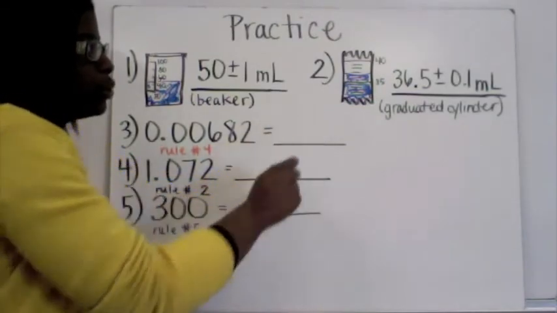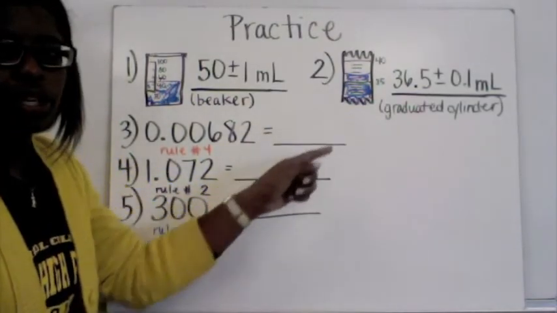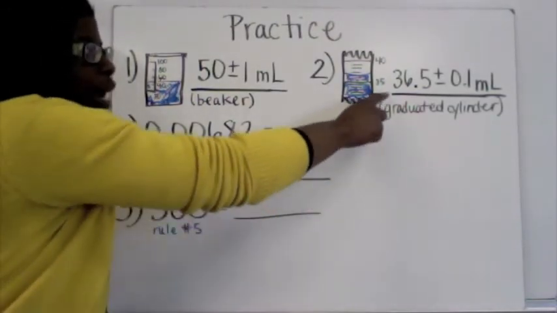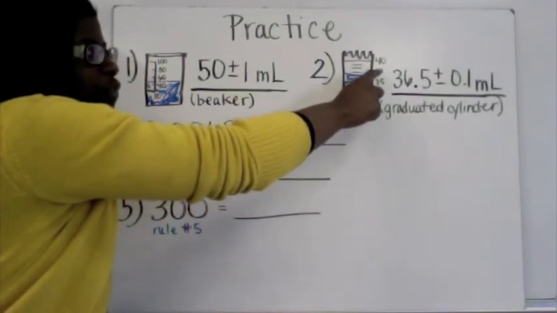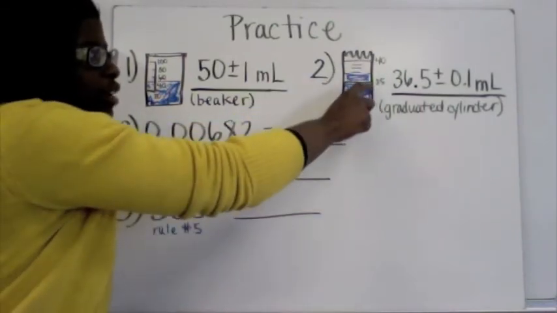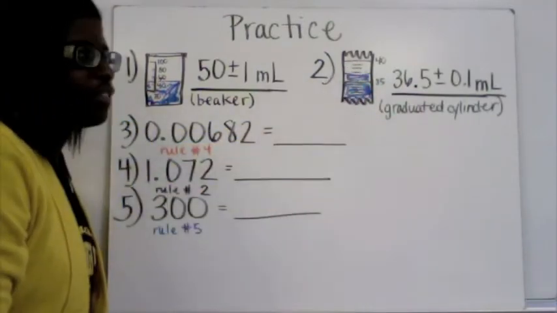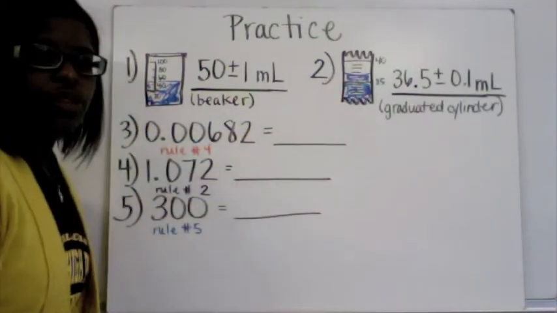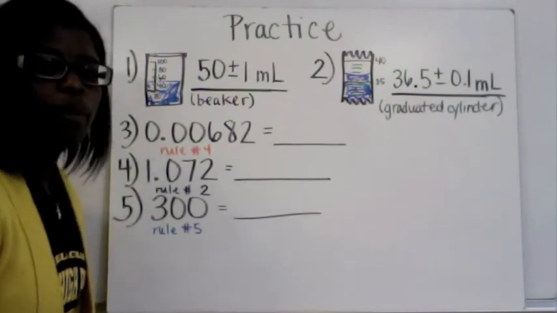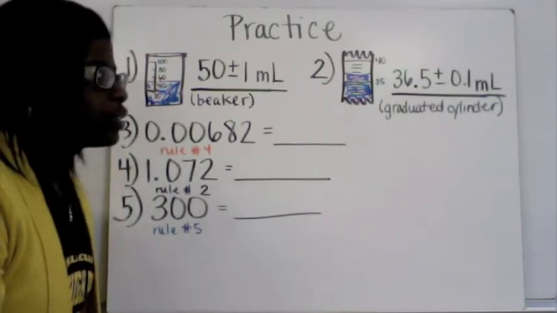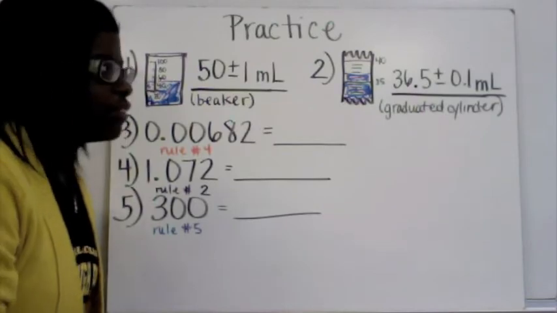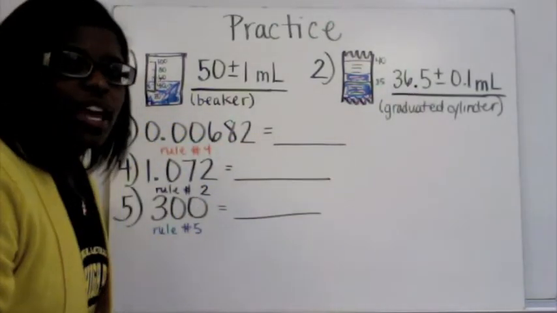If you look at number 2, now we have a graduated cylinder. In our graduated cylinder, we're at the mark of 35 being down here and 40 being up there. So if this is 35, this is 36. We haven't quite made it to 37 yet. It's really in between 36 and 37. Therefore, we're going to say that this measurement is 36.5, and 0.5 is our digit of estimation.